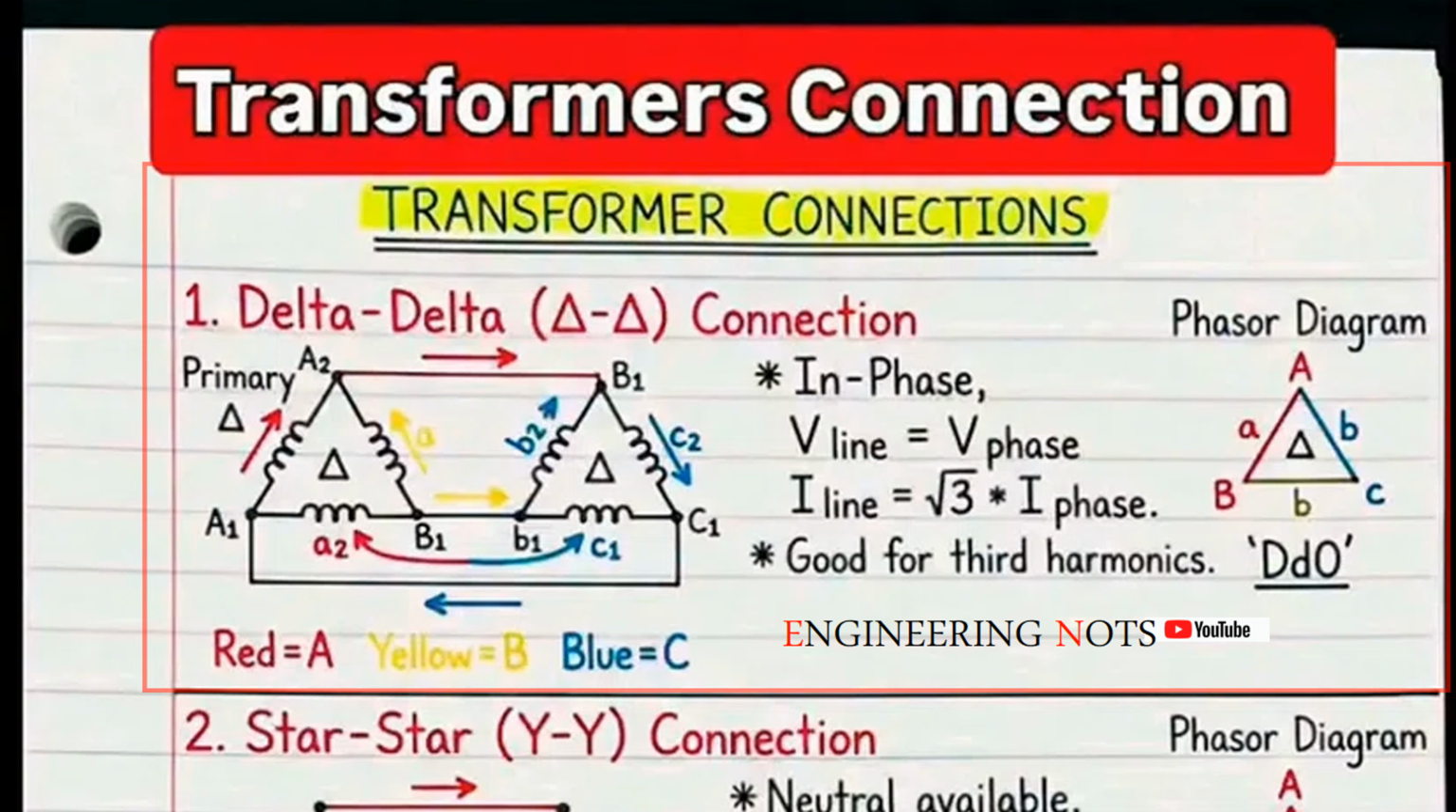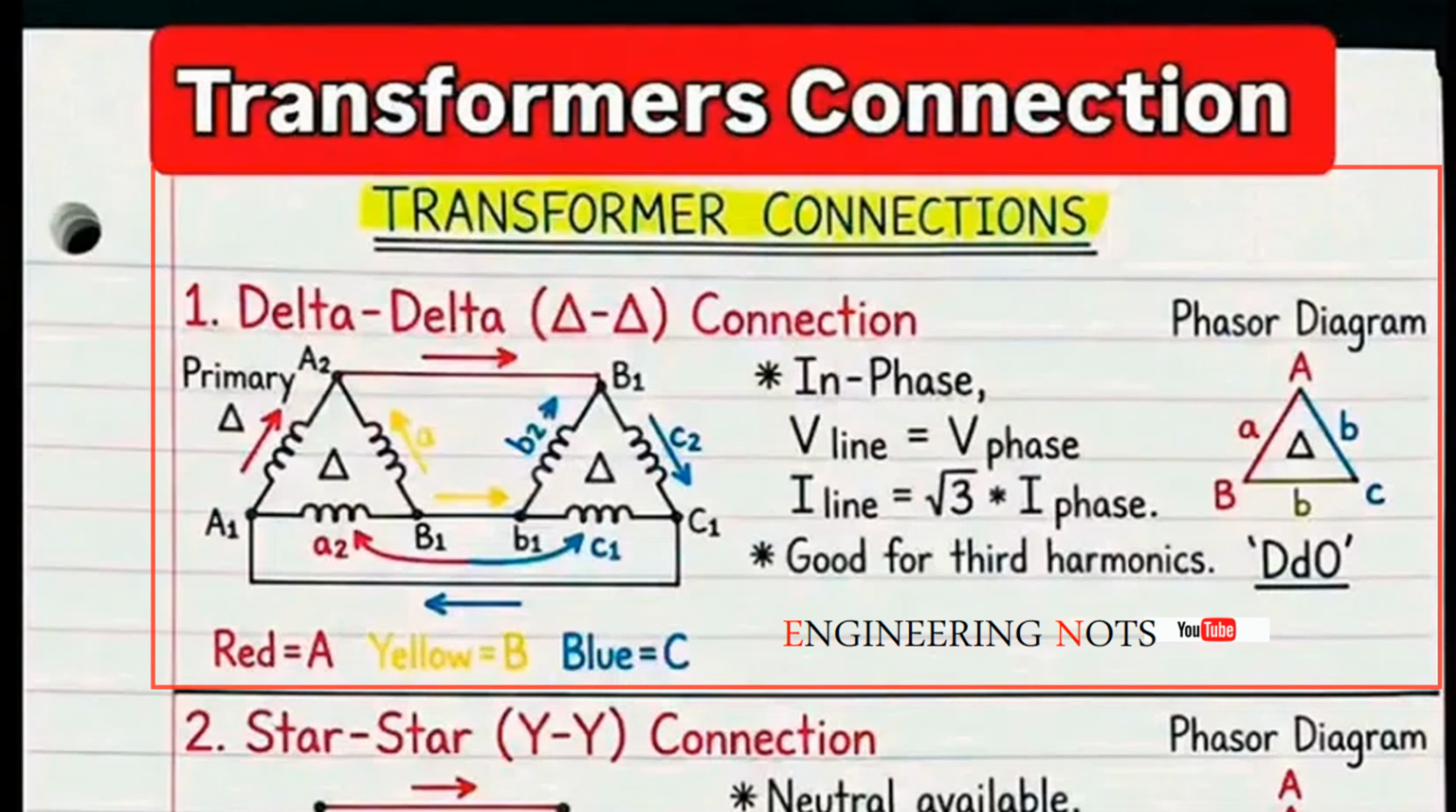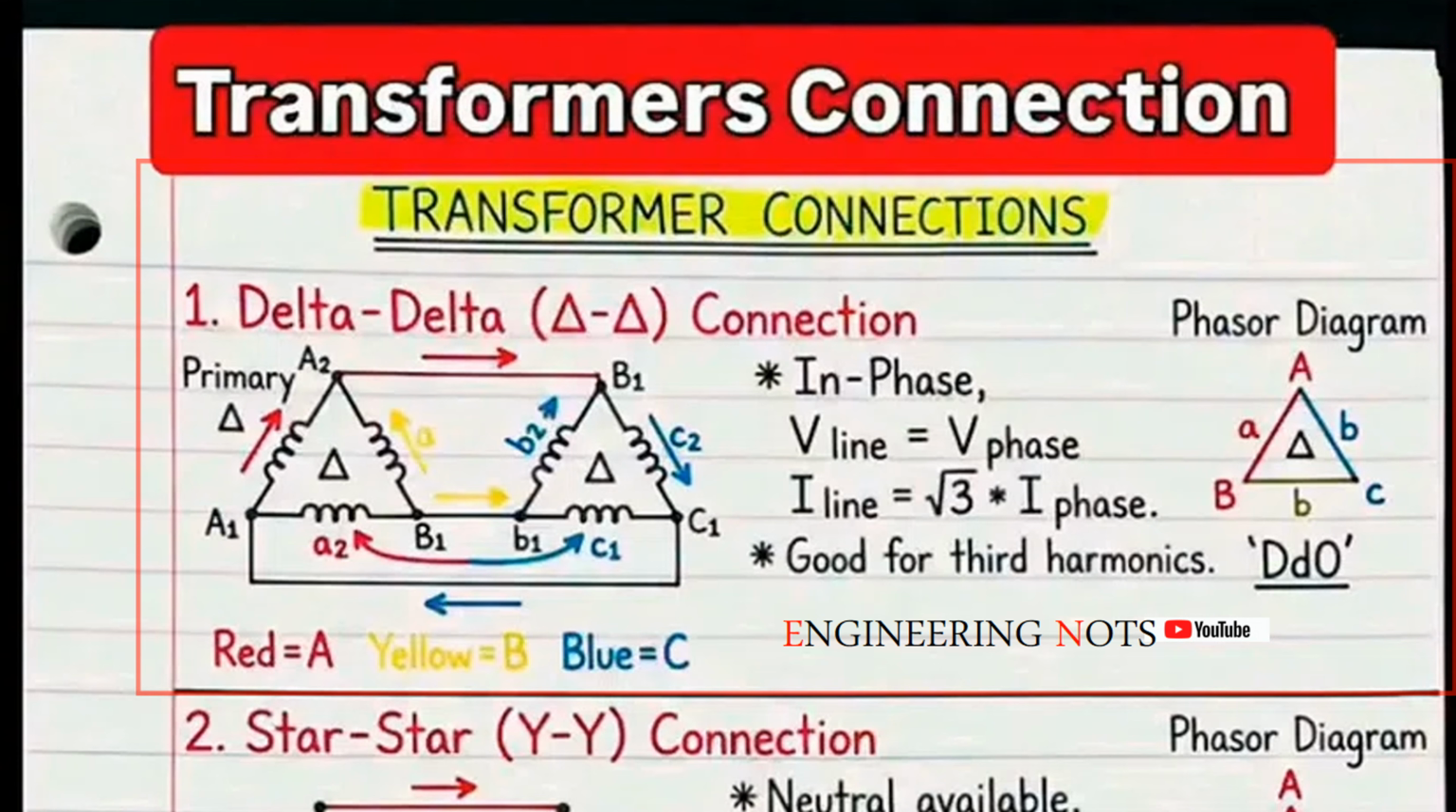Let's start with the first one. Delta-delta. Shown with this triangle symbol. In this connection, both the primary and secondary windings are connected in delta. Like a closed triangle. Each phase winding is connected between two lines. Now here's the important part.